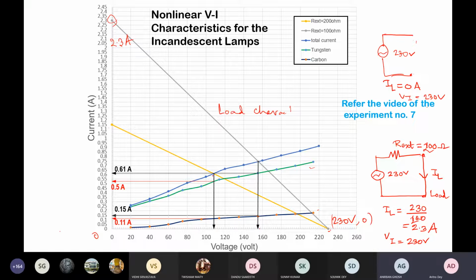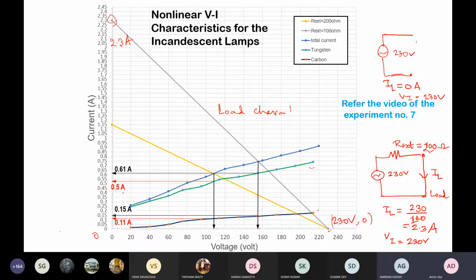So it is intersecting the blue plot, which is total current. It is through this point. So at this point, what is your voltage? Voltage is around 110 or 111. 110 we'll say. And at 110 volt, what is the current from the VI characteristics?